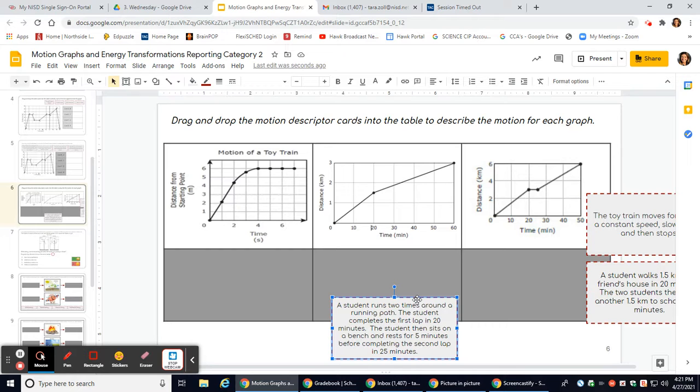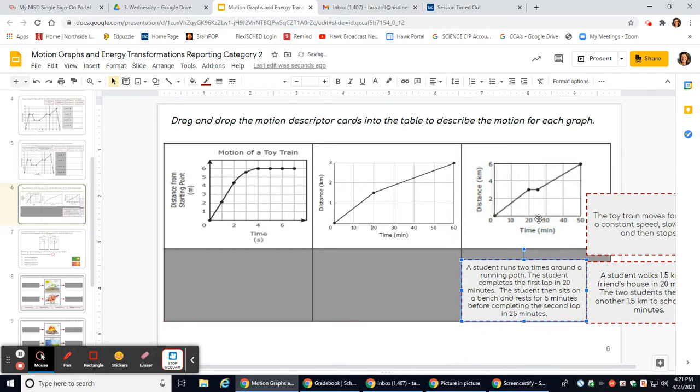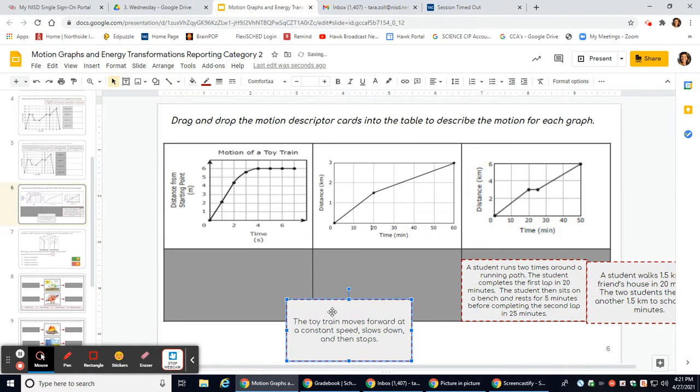So what I see here is this graph over here, because here we are the first lap in 20 seconds. So look at your time. And then after that, we rest on the bench for 5 minutes, and then we complete the second lap in 25 minutes. So let's read this one and see where it goes.